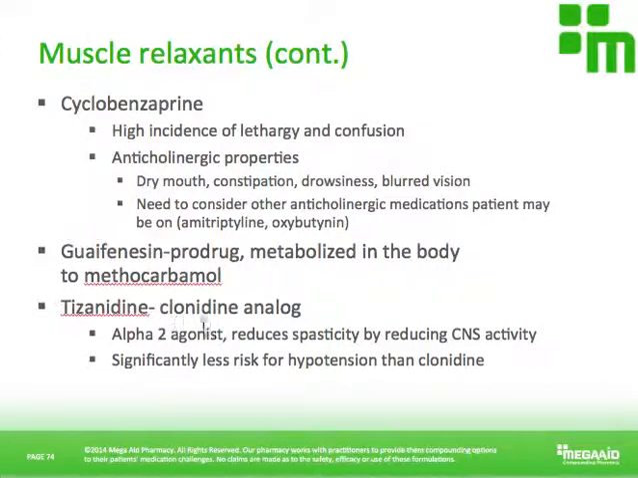And then tizanidine is a clonidine analog. You probably know clonidine is a medication that was originally developed to treat high blood pressure, but then later was found to have analgesic properties and became used for pain. Well, its mechanism of action is it's an agonist at alpha-2 receptors. So it basically reduces spasticity by reducing central nervous system activity. Because it's a medicine that can lower your blood pressure, there's a potential for low blood pressure, hypotension, but compared with clonidine, it's a significantly lesser risk.